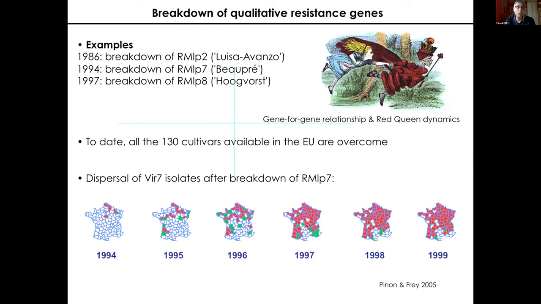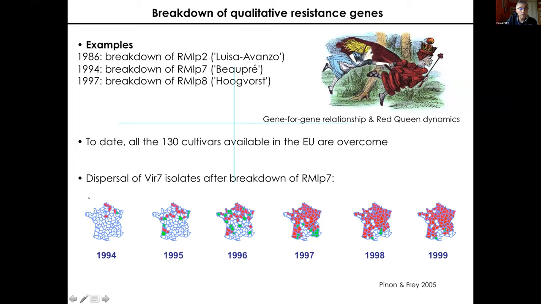And of course, the poplar rust interaction follows the gene-for-gene relationship. And we have a kind of Red Queen dynamics, with a race between the breeders that try to find new resistances all the time, and of course the rust that is able to overcome those resistances. And to date, all the 130 cultivars available in the European Union are overcome. There is no more totally resistant poplar cultivar.